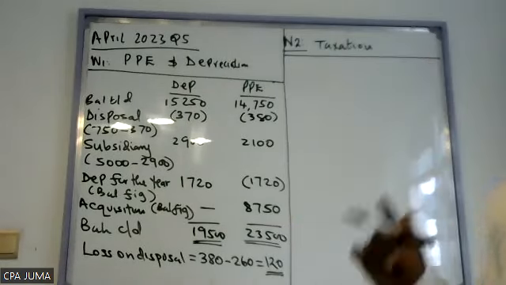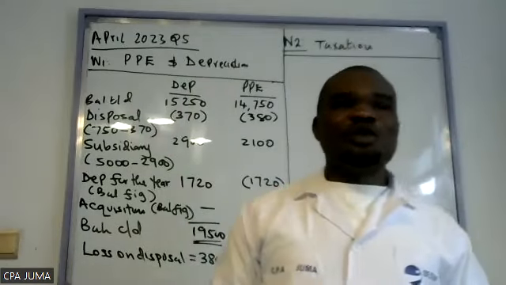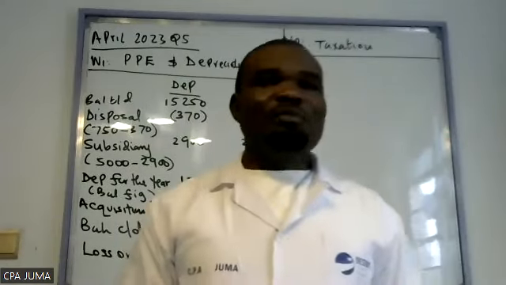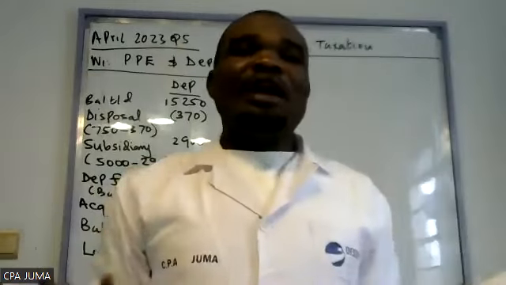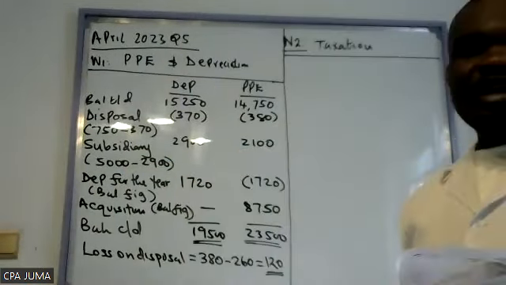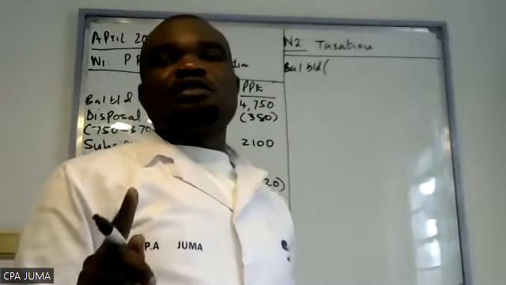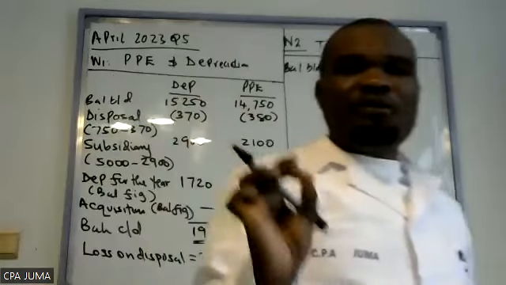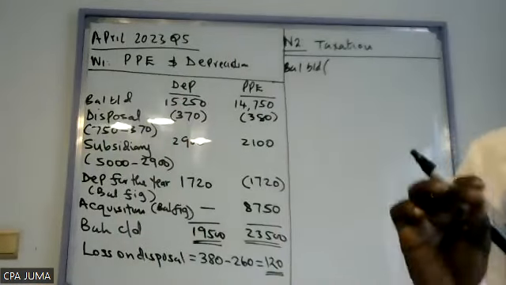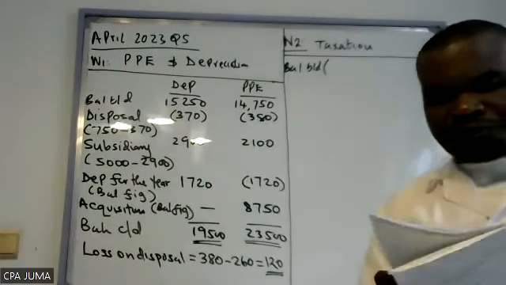So taxation, we want to check tax paid. Many students get that wrong, but it's very easy. To get tax paid, you say balance brought down. You combine both deferred and current. Kindly, both deferred and current. So check deferred tax at the beginning.